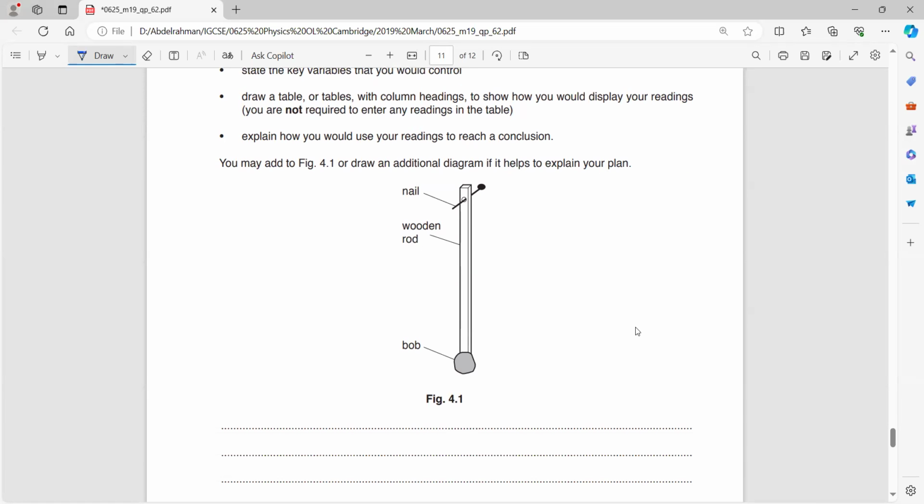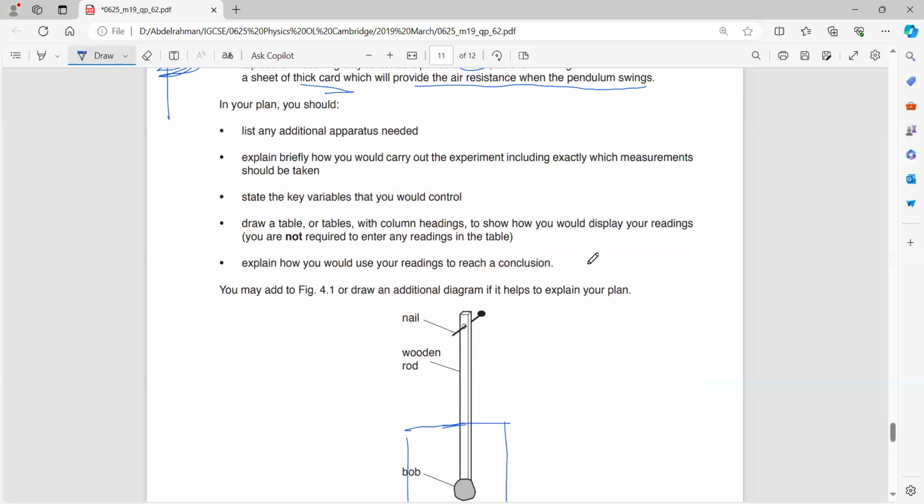For example, I will attach the piece of card this way. Any way possible, any direction you want. You can just attach the piece of card to the pendulum and keep on changing the area of this piece of card and keep on repeating the experiment. And for each experiment, you will measure the period.